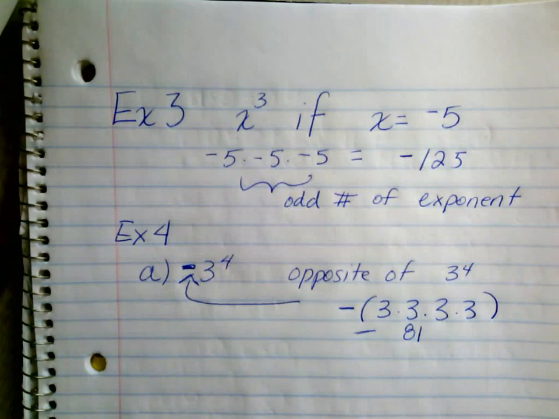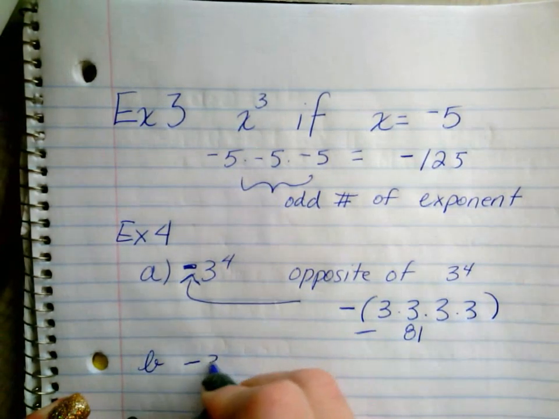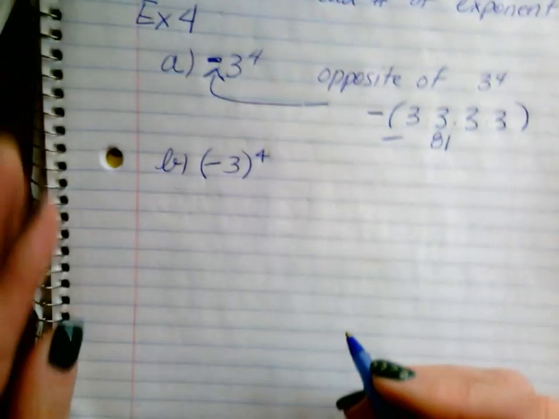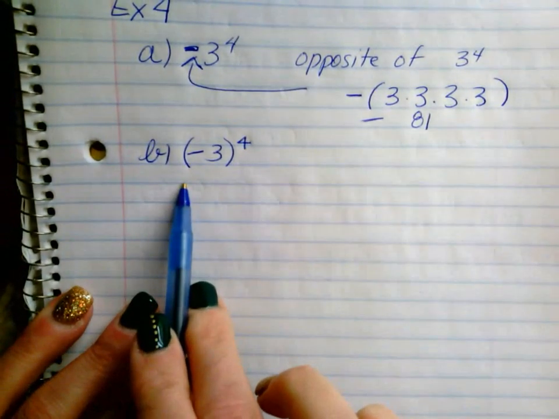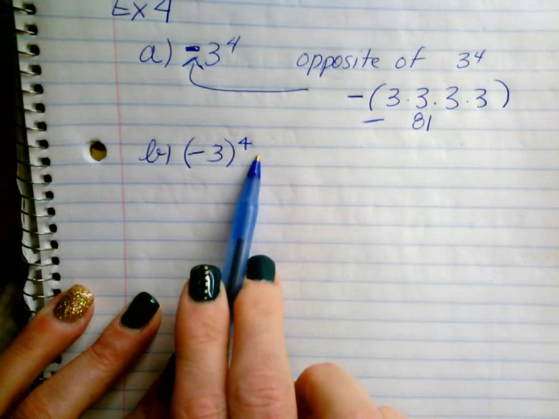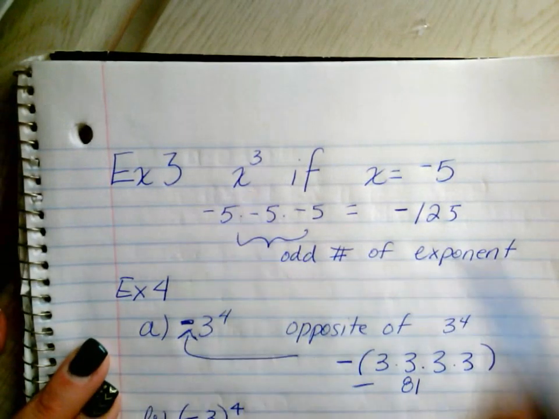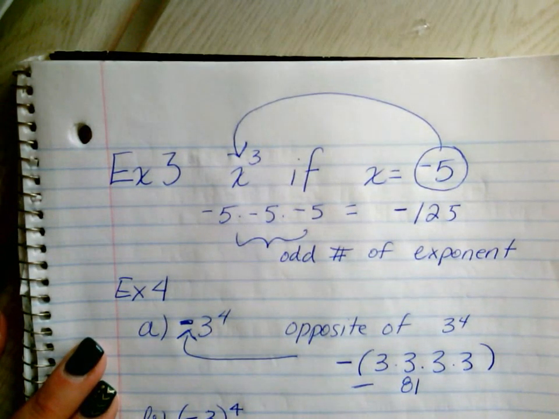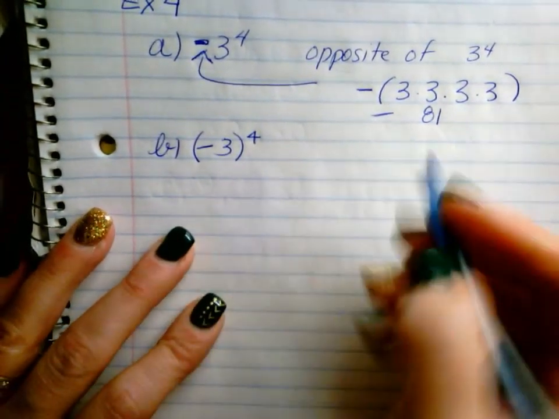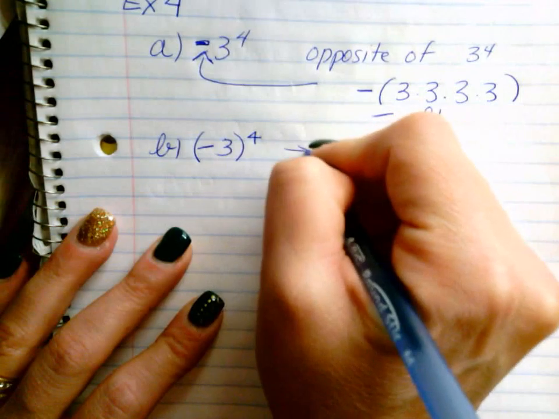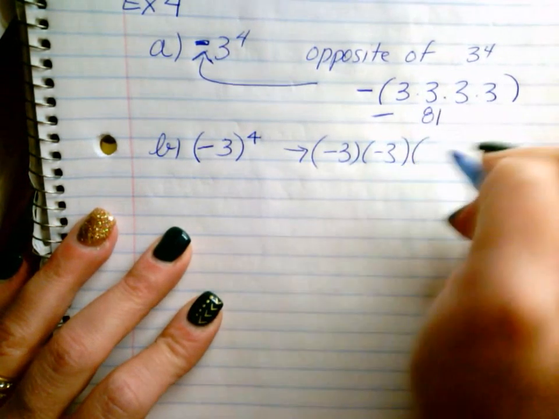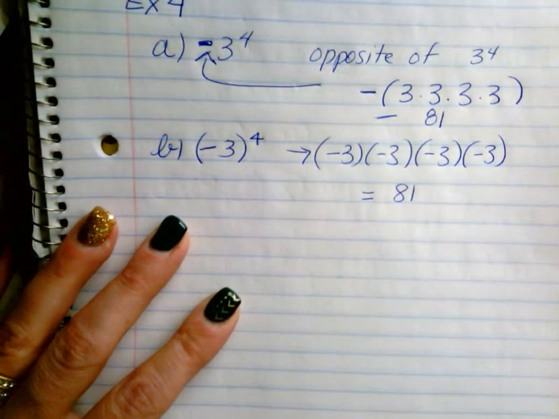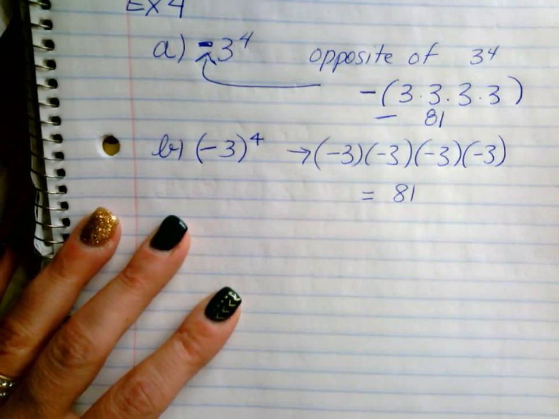Okay? Had I, in example B, kept the negative 3 in parentheses in front of that exponent of a 4, this means negative 3 4 times, which was why up here I plugged in this value as x and cubed it. Okay, that's why it's different. Okay, so negative 3 4 times is going to be negative 3 times negative 3 times negative 3 times negative 3, and we'll get a positive 81. Okay? That is the easiest mistake to make.